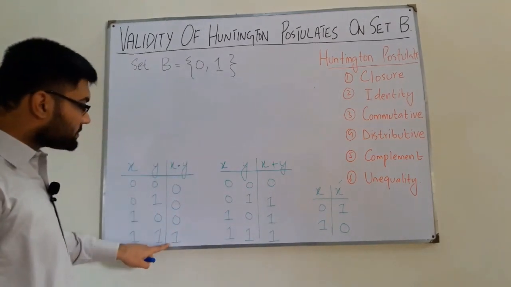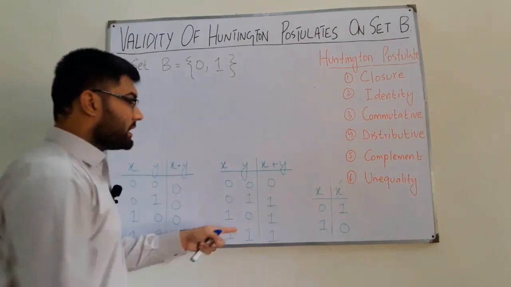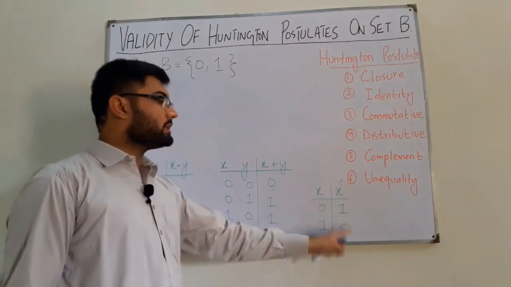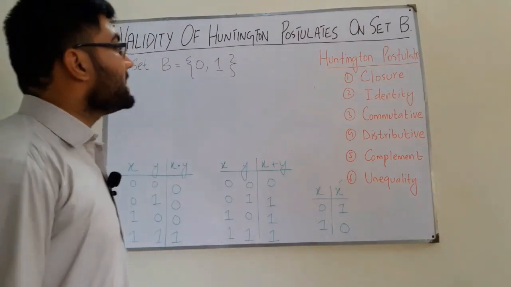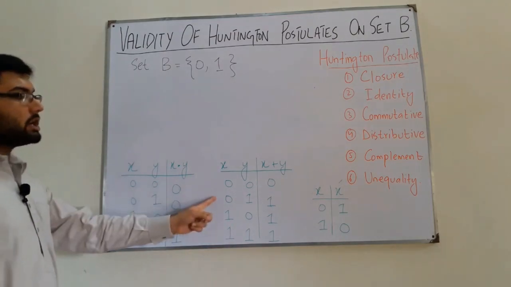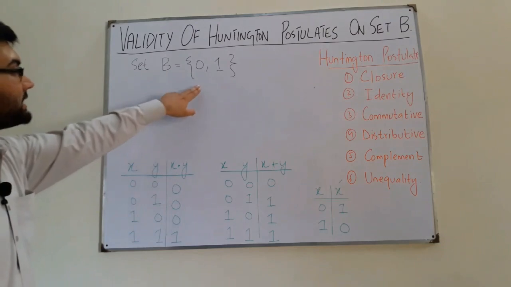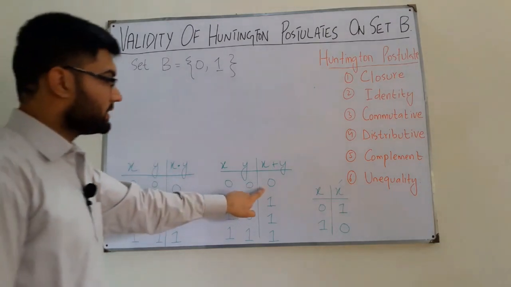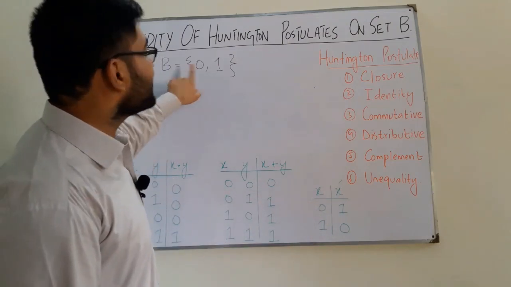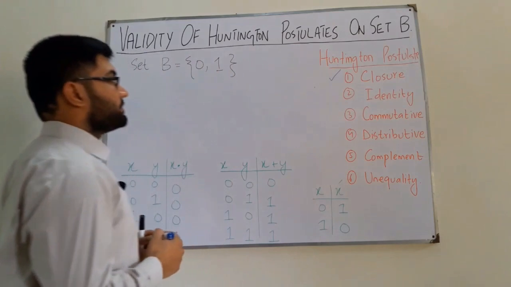In the AND, the output is 1 or the output is high only when both the inputs are high. In the OR operator, the output is high when any of the input is high. And the complement is the opposite. For 0, it's 1. For 1, the complement is 0. Discussing the postulates now. The closure postulate. Number 1, if you're in the AND operation, the OR operation, or taking the complement, the output belongs to the same set B where the inputs belong, which means that the closure property is satisfied by the set of binary, that is 0 and 1.